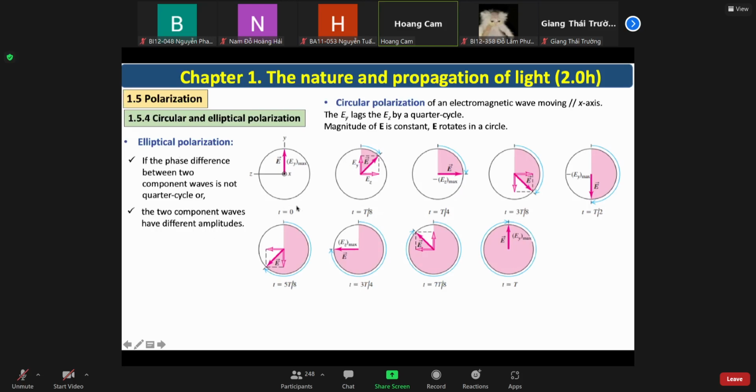Or we can have the case in which the two component waves have different amplitudes. Here the amplitudes of E_y and E_z are not equal to each other, but different. So you can have elliptical polarization. And you see here, we say right circular polarization because the electric field rotates in the right direction. Or sometimes you have left circular polarization, which rotates counterclockwise as well.